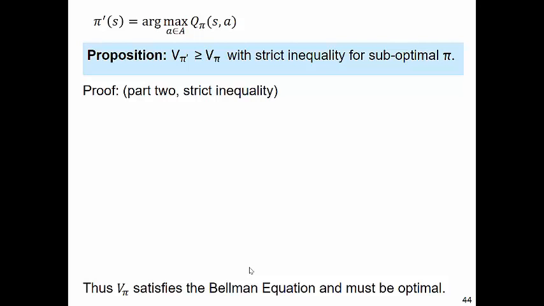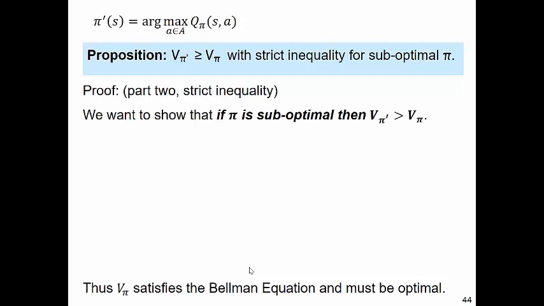The value function of pi prime is strictly better in one state at least, and possibly more than one. So that's what this is saying. We want to say if pi is suboptimal, then we want to show this, where the strict inequality here is on vectors again and means that at least one vector position is strictly better here for v pi prime than here for v pi. So that's what we want to show.